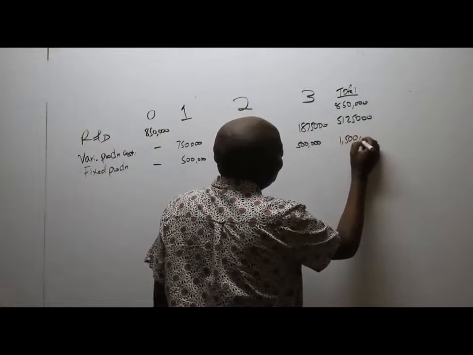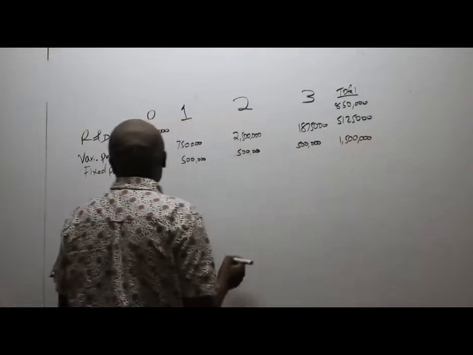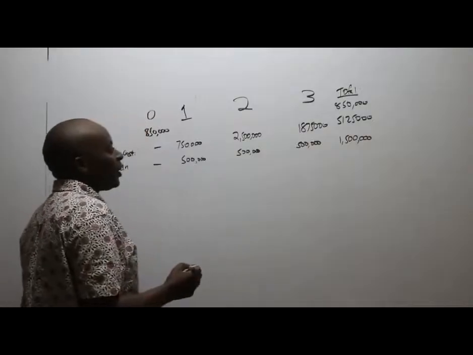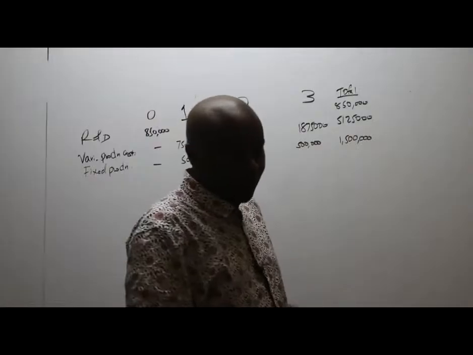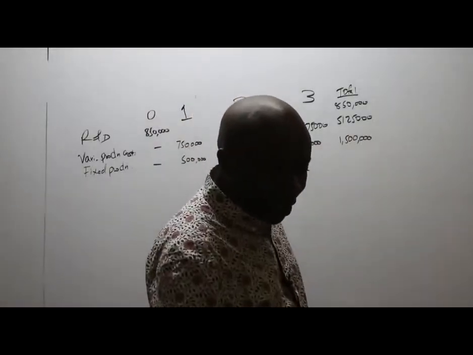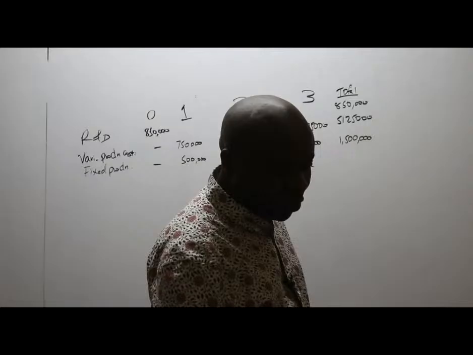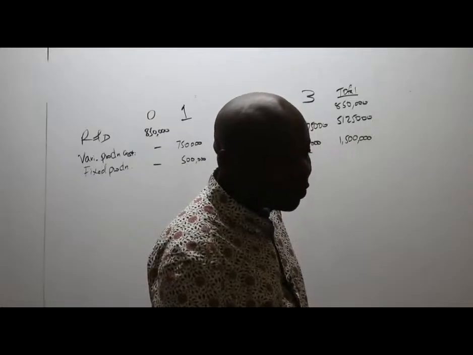The total there will be 1.5 million, like that. That is fixed production. So for fixed production, we do not multiply by the number of units because they haven't told us per unit.